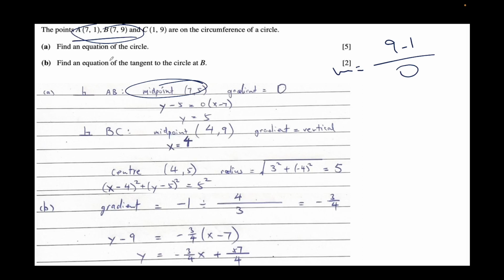But you'd have a problem over here, wouldn't you? If you did it the typical way for finding the gradient, 7, 1, 7, 9, it'd be 9 minus 1 divided by 7 minus 7. It's going to be infinity. It's going to be a math error. 9 minus 1 divided by 7 minus 7 is 8 divided by 0. That's going to be infinity.